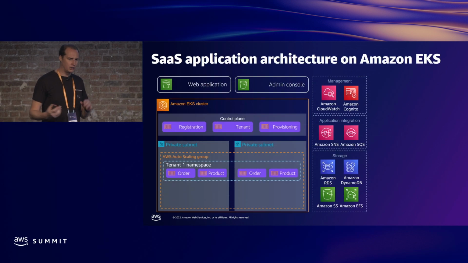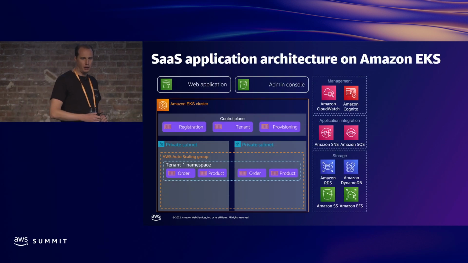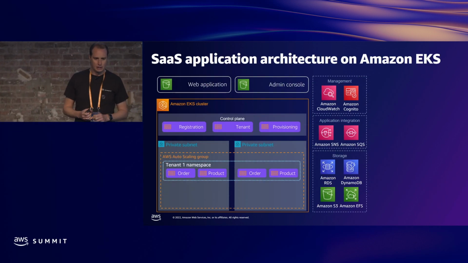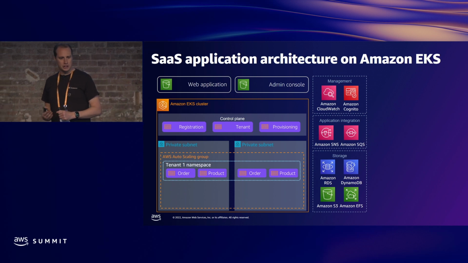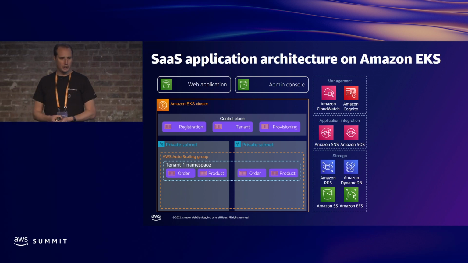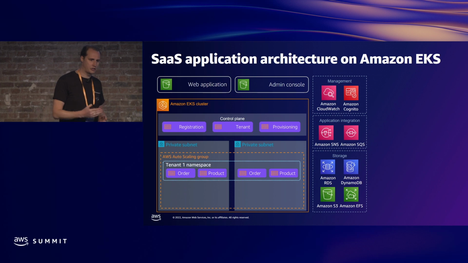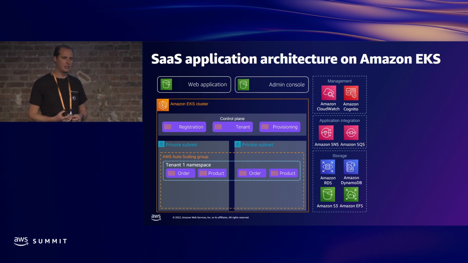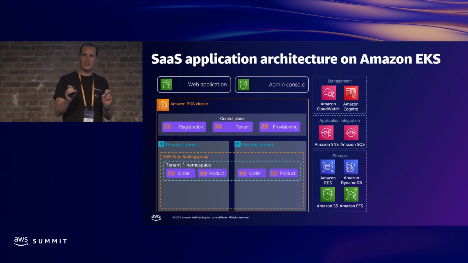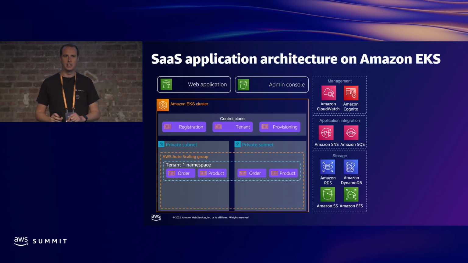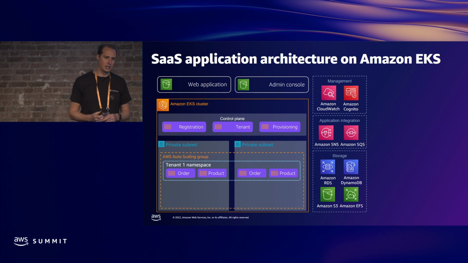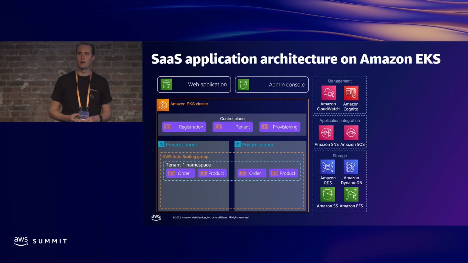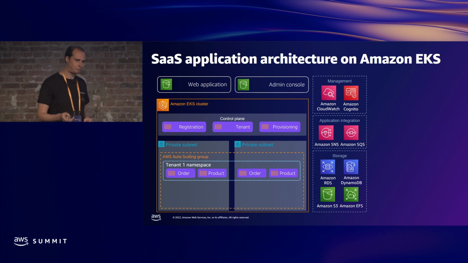So let's take a look at how a SaaS application can be architected on EKS. In this example, you will see the Kubernetes cluster has the control plane deployed. It has a registration part, a tenant part, and a provisioning part. And there's already one tenant in there, and it's isolated, deployed within a Kubernetes namespace, although it actually is pooled, deployed in a Kubernetes cluster.